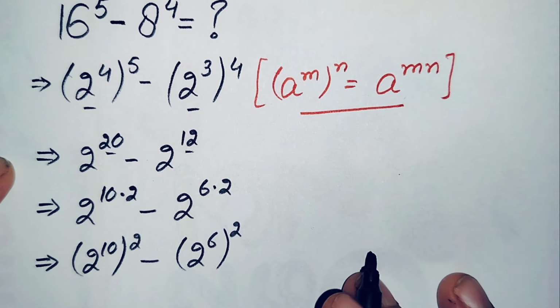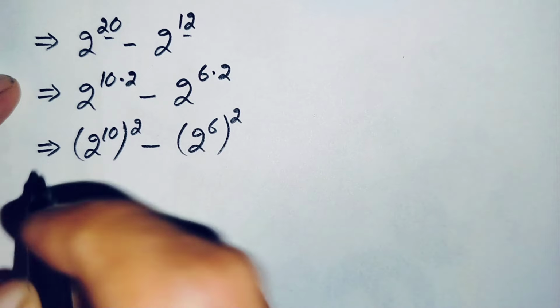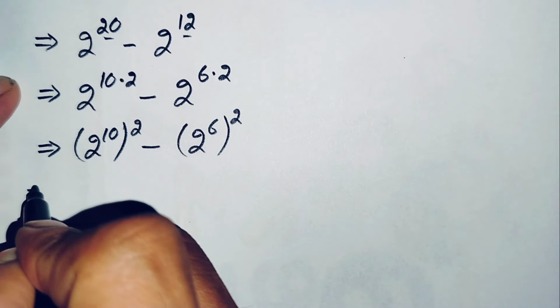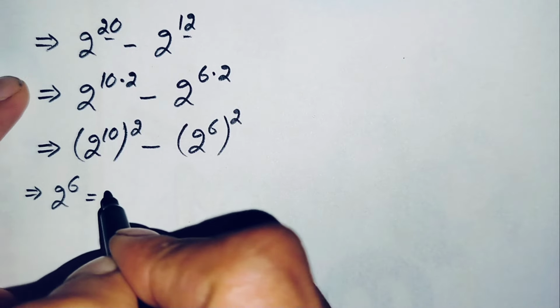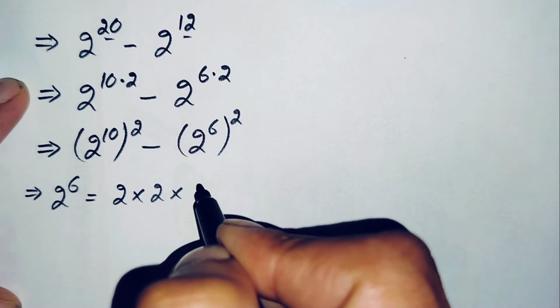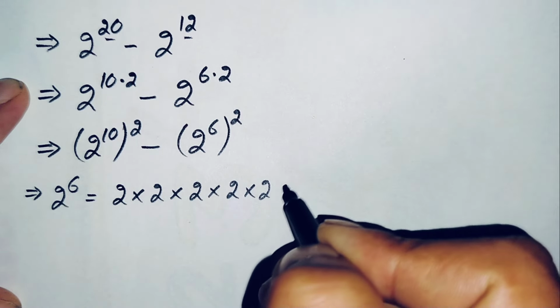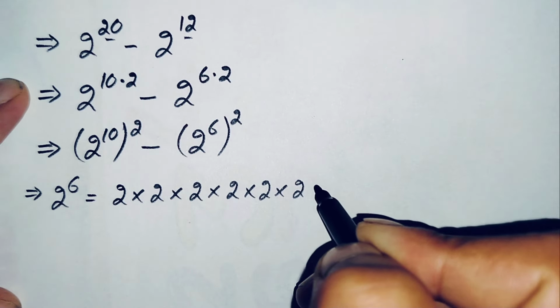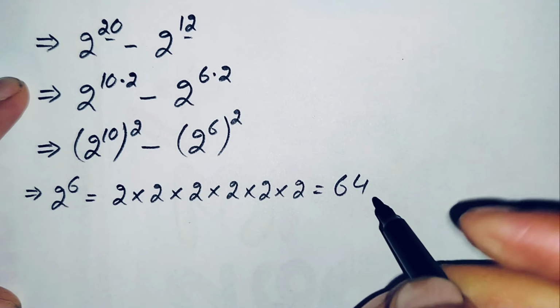Now we will try to find the value of 2 raised to power 6 and 2 raised to power 10. So the value of 2 raised to power 6 means we need to multiply 2 six times. So 2 times 2 is 4, 4 times 2 is 8, 8 times 2 is 16, 16 times 2 is 32, and 32 times 2 is 64. So 2 raised to power 6 is 64.